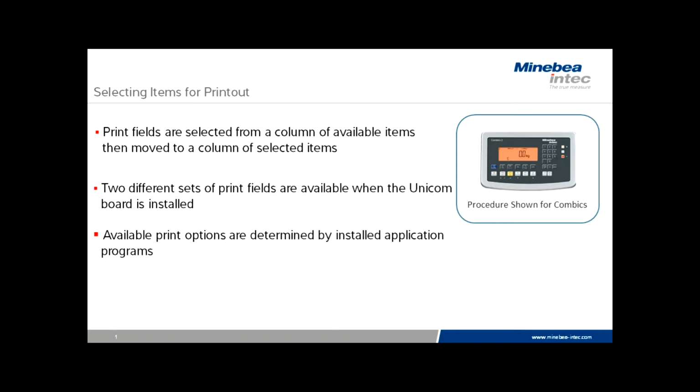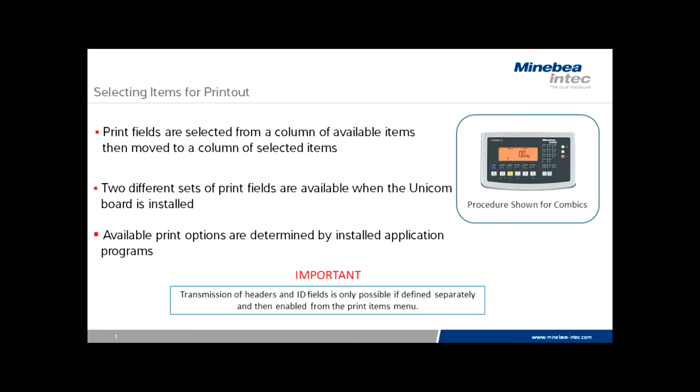Available print options are defined by the installed application programs. In this case, we have a counting application that will be demonstrated, and it will include counting options. You would find available items that would include average piece weight, number of pieces, gross weight, and so on as part of the counting program. Some of those options may not be available in other programs.